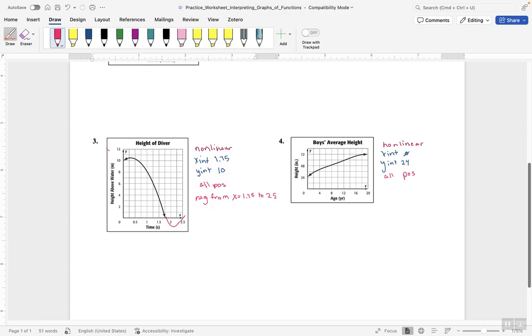And then it wouldn't be all positive. Then we'd say positive from x equals 0 to 1.75. Okay, so I did change that. So realize that when I drew that in, that's when this positive and negative came. I just wanted an example of that.